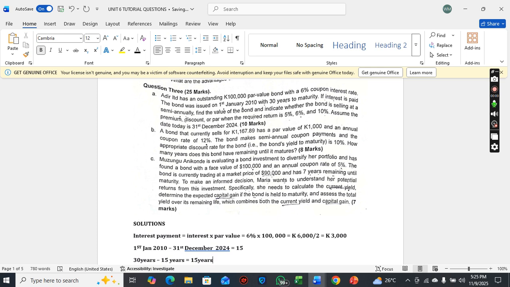And since interest is paid semi-annually, you have to multiply the time by 2. So basically we come back at 30 periods here again. Okay, so that's the time period. Any questions?